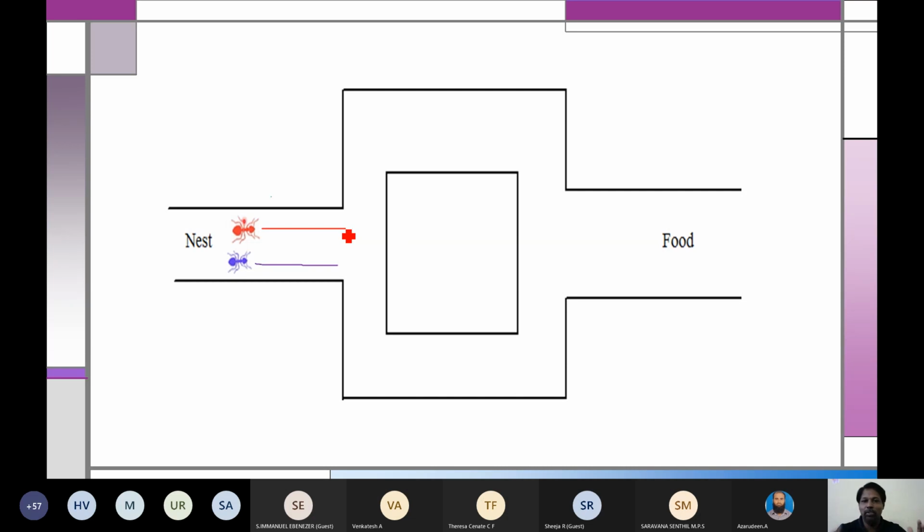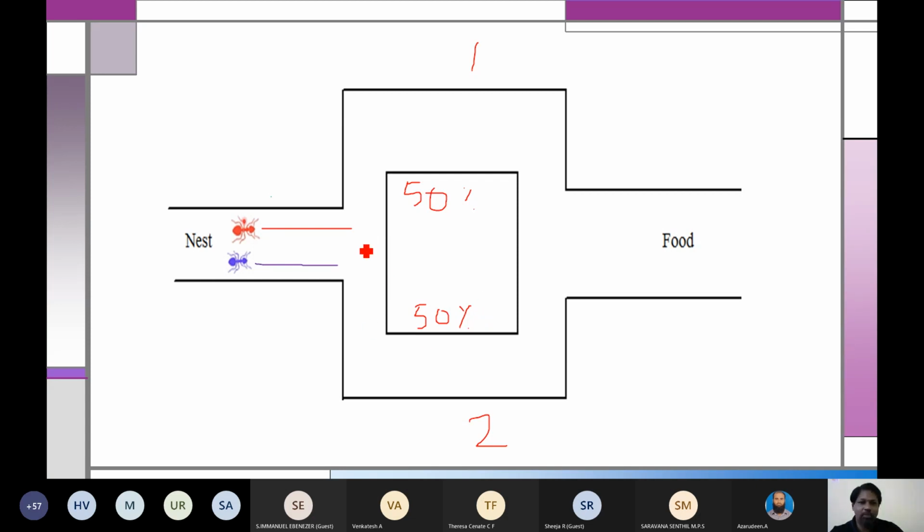So the probability of choosing, let it be path 1 and path 2. The probability of choosing path 1 is 50% and the probability of choosing path 2 is also 50%, because in the initial condition there is no pheromone deposited, nothing is there, right? It can go in any direction in any path. I still have 2 paths, so the probability is 50-50.